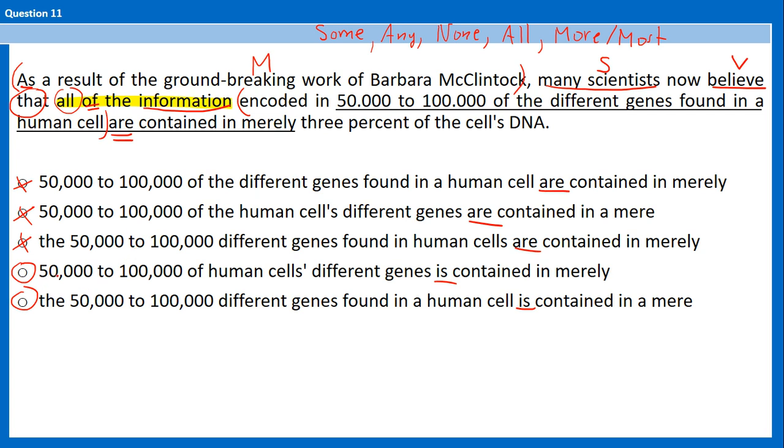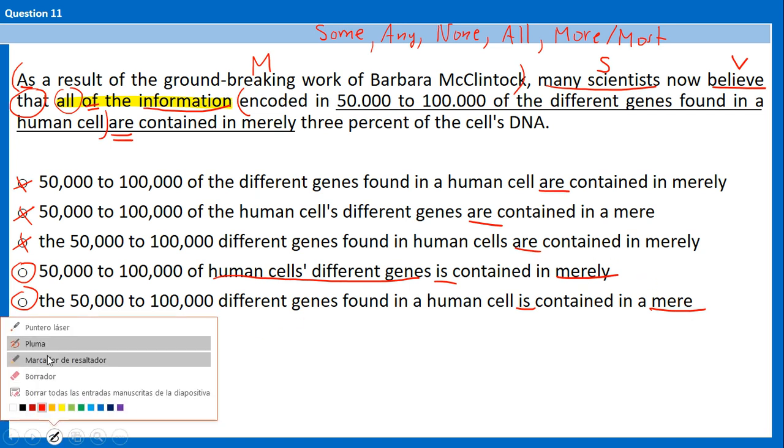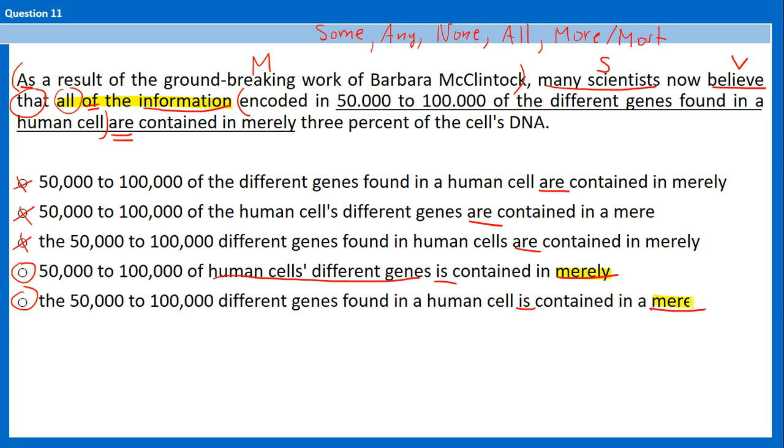Another difference is 50 to 100,000 of human cells. Different genes is contained in merely, versus the 50 to 100,000 different genes found in a human cell is contained in a mere 3%. So take a look at those differences. Should you use merely or mere? Should I use the article the, or maybe the possessive cells?